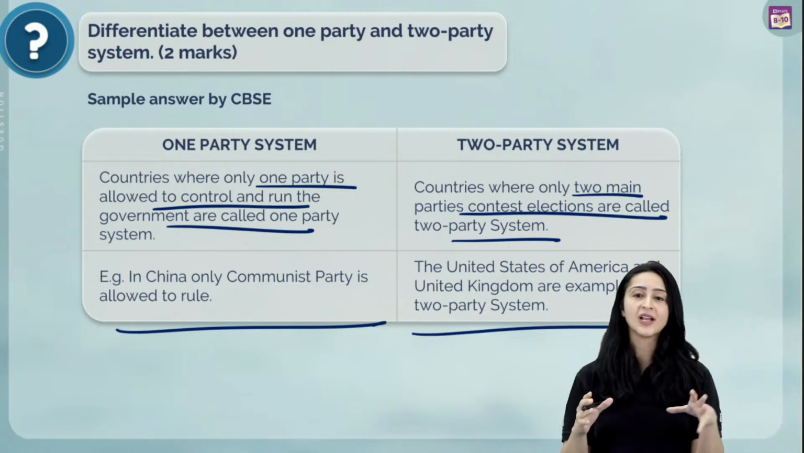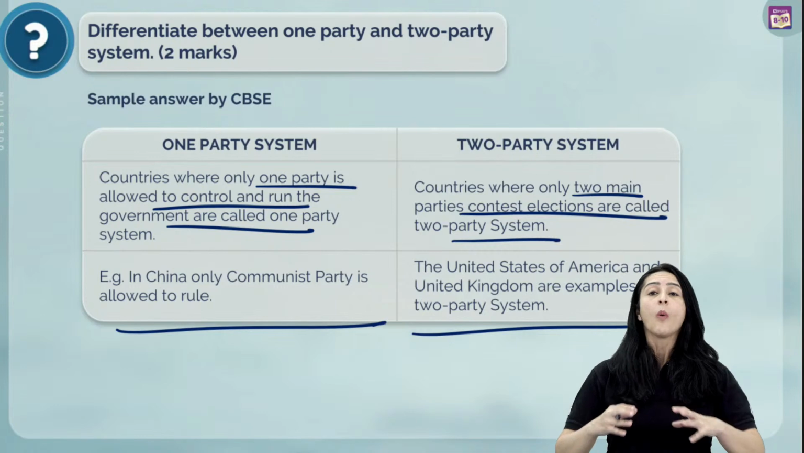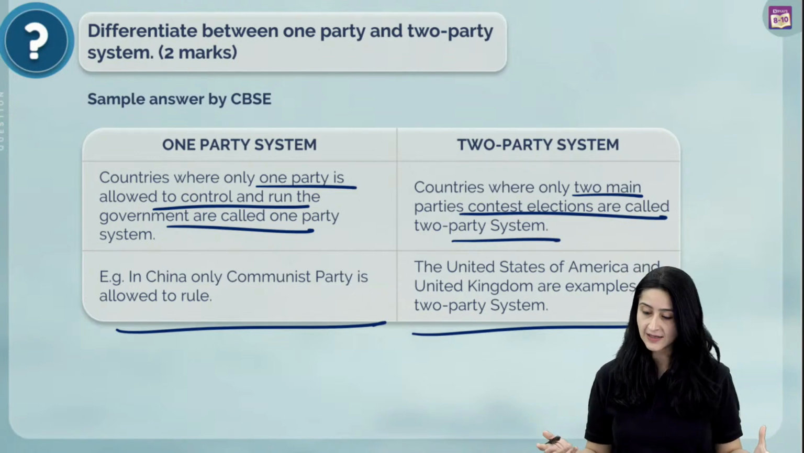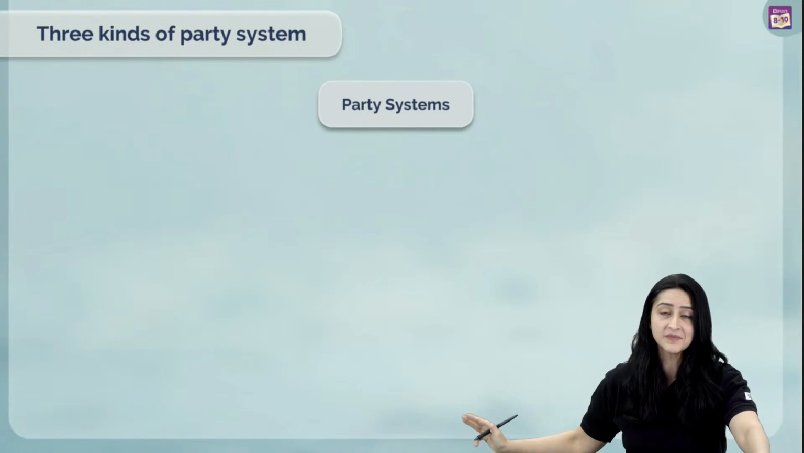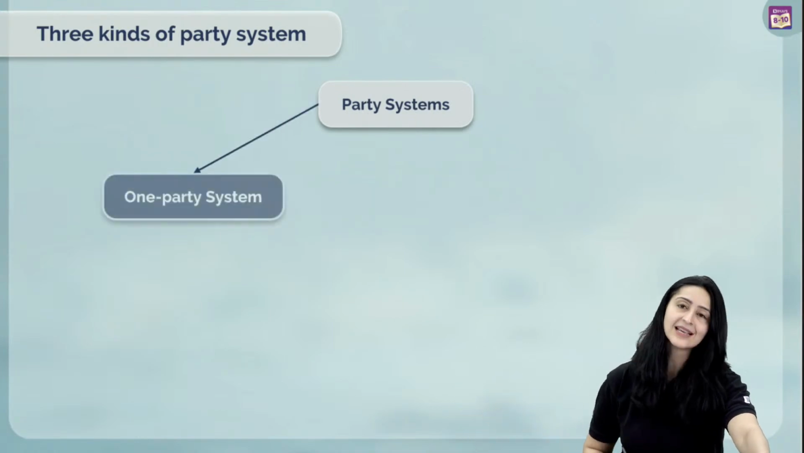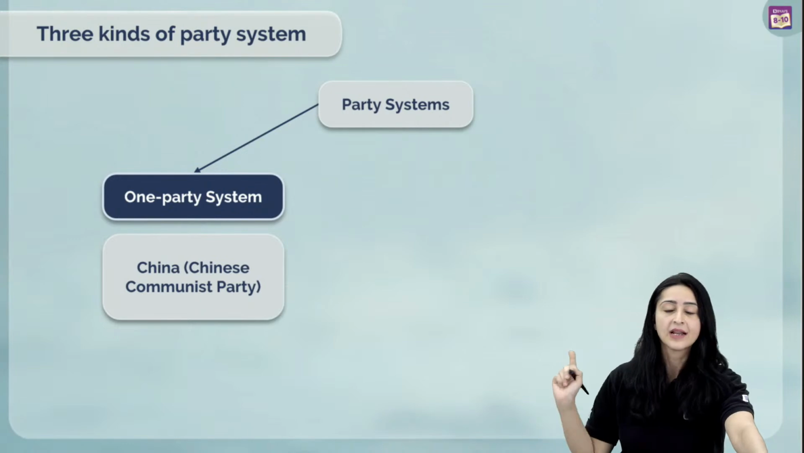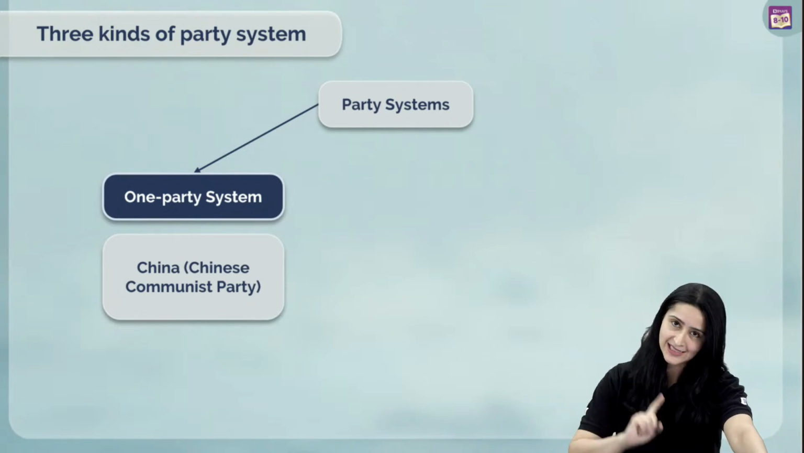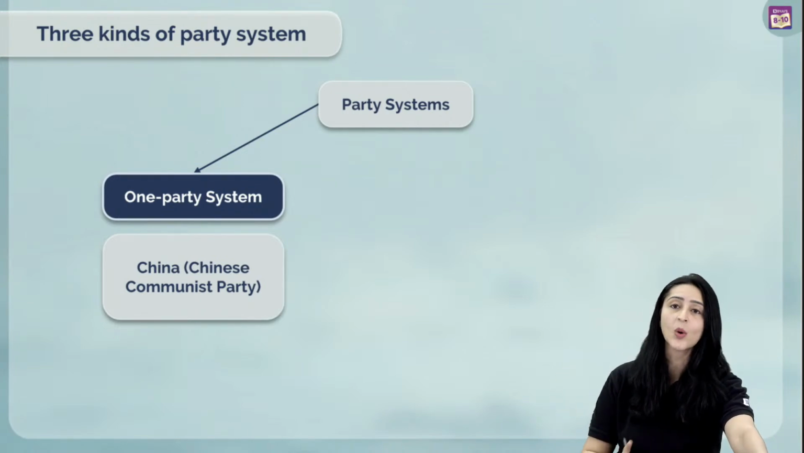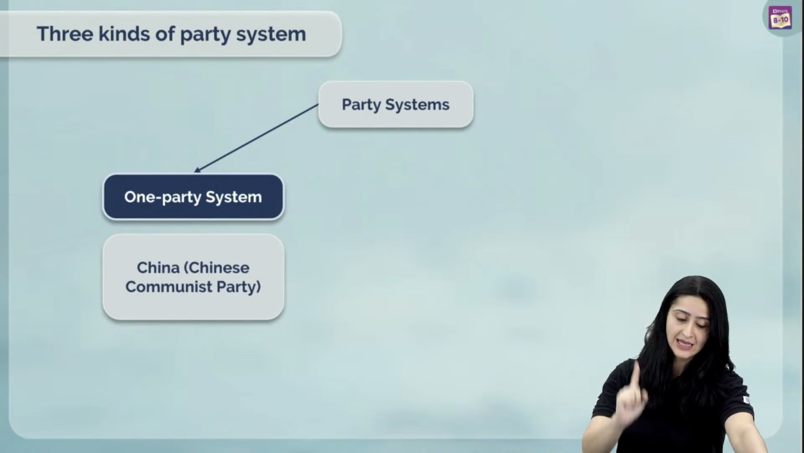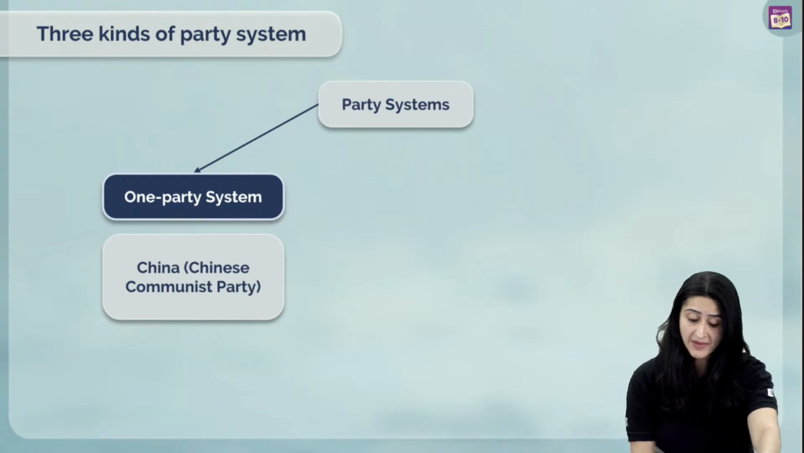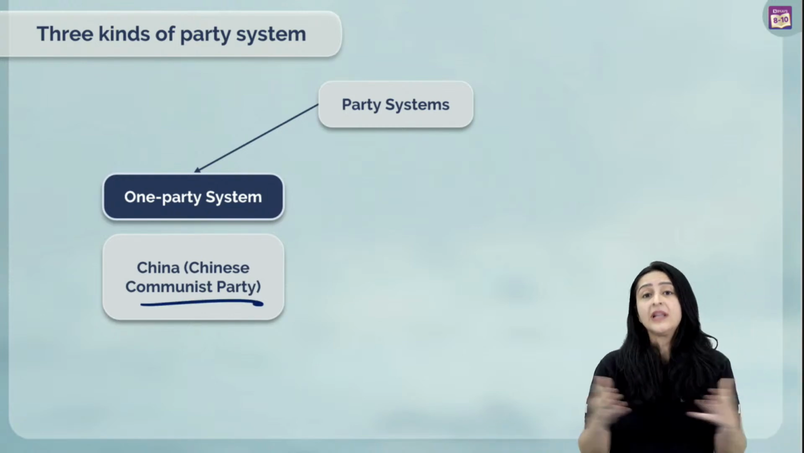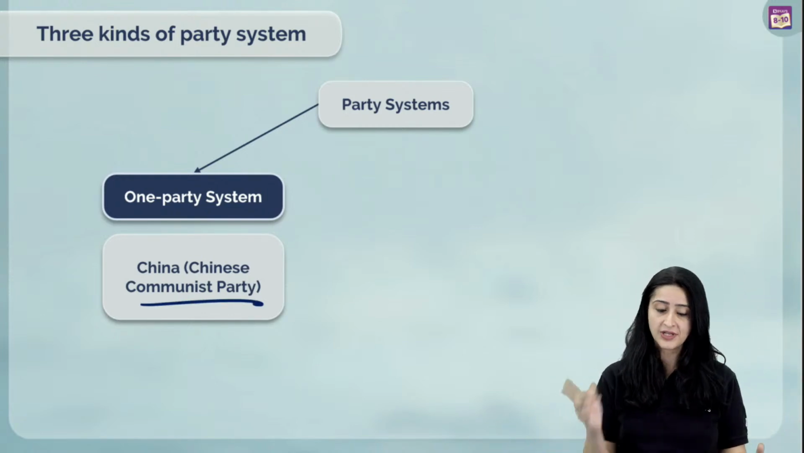Now conceptually, we need to understand what are the different party systems that we have. So we have three kinds of party systems. Number 1 is the one party system. Now what happens in the one party system? As CBSE has already given us and as we already know, only one party is allowed to contest the election or can come to power. A prime example of this is China, where you have only the Communist Party ruling the country.